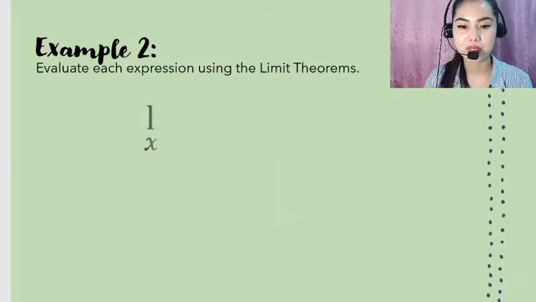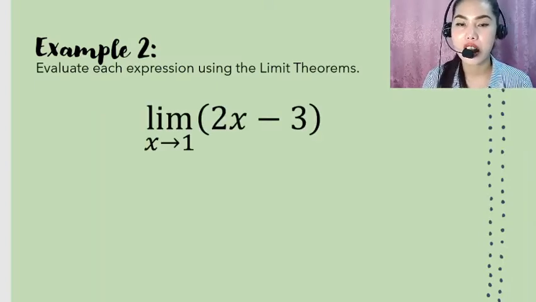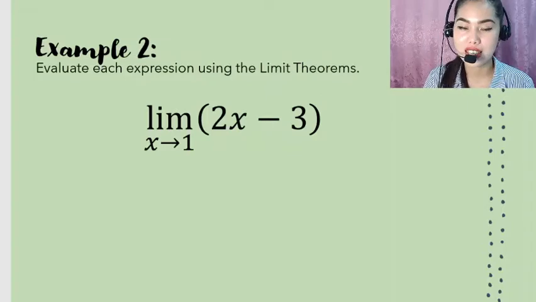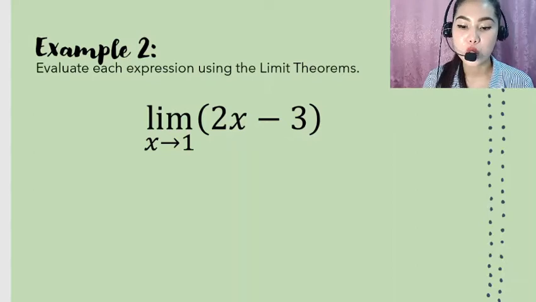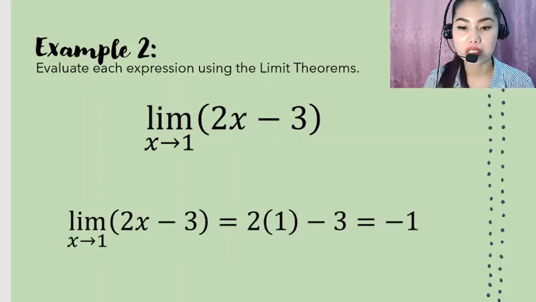Next example. Find the limit of the quantity 2x minus 3 as x approaches 1. Now this time, we are going to apply another theorem called the limit of a linear function, wherein in order to determine the limit, all we have to do is to simply substitute our value of x with 1. That means you will then have 2 times 1 minus 3, which is equivalent to negative 1.